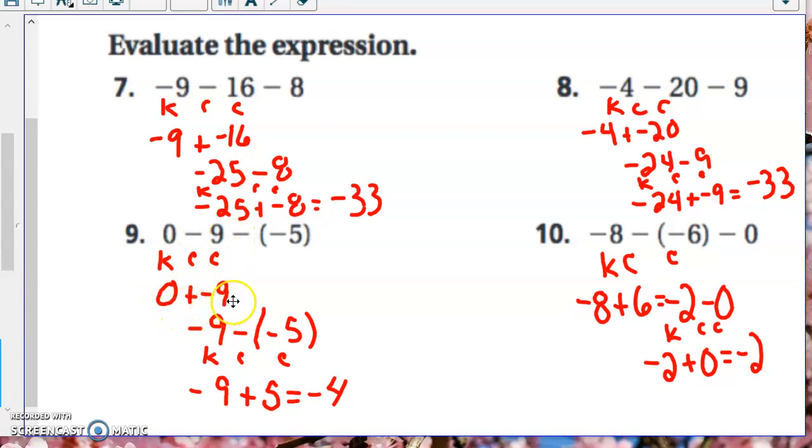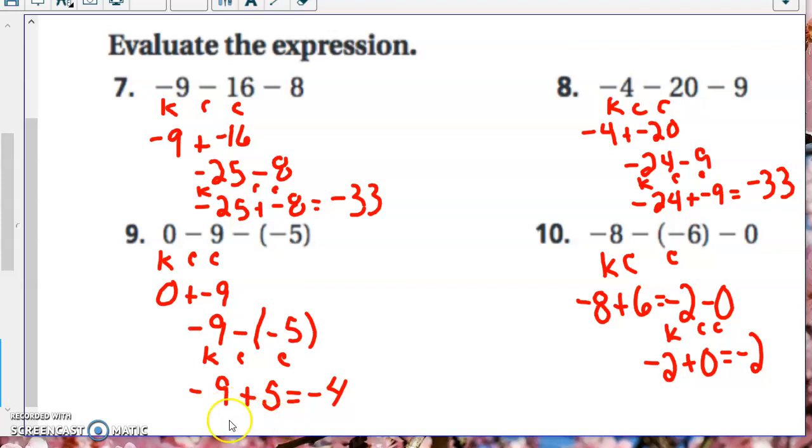Well, 0 plus negative 9 actually has different signs, so you'd subtract. 9 minus 0, though, of course, is 9. And the bigger number is 9, so you keep that sign. So negative 9 minus a negative 5. Keep, change, change means negative 9 plus positive 5, because the opposite of negative 5 is 5.